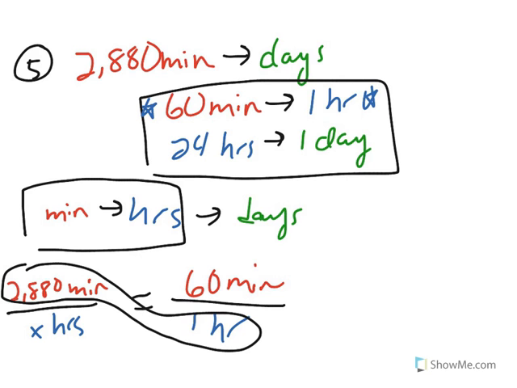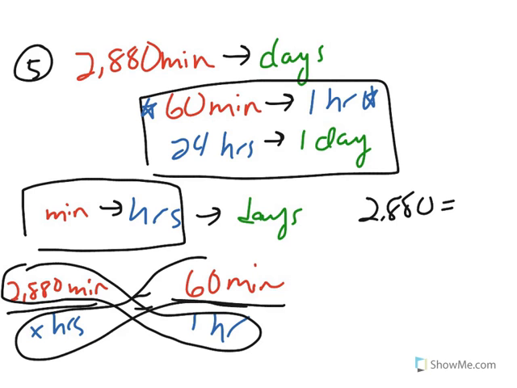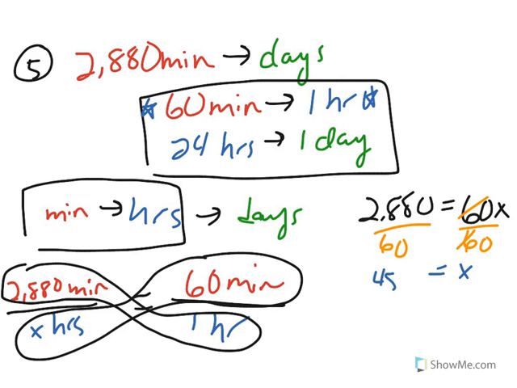We get that 2,880 times 1, it's just 2,880, equals 60x. Solve for x by dividing both sides by 60. When we do that, we get that x equals 48 hours. So that's part of the solution. We now know that 2,880 minutes is 48 hours. But we still need to convert to days.